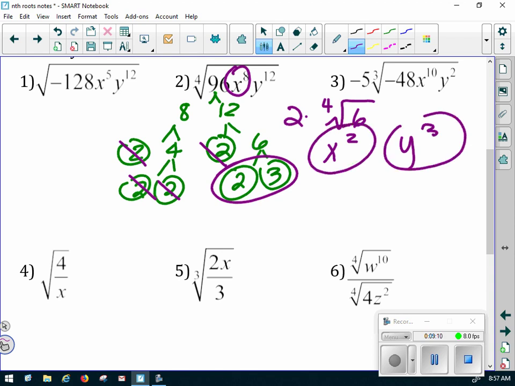So what have we got? 2x squared y cubed times the 4th root of 6.